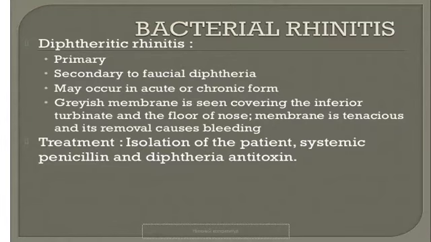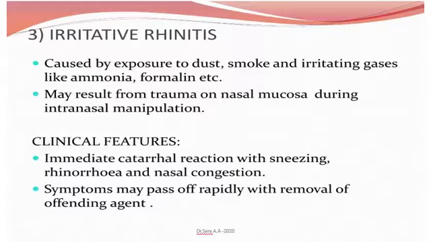About the diphtheric rhinitis, it's also a bacterial rhinitis. It may also happen as primary and secondary to faucial diphtheria. It may occur in acute or chronic form. The grayish membrane is seen covering the inferior turbinate and the floor of the nose. The membrane is tenacious and its removal causes bleeding. The treatment is the isolation of the patient, and penicillin and diphtheria antitoxin are very important. What is the irritative rhinitis?